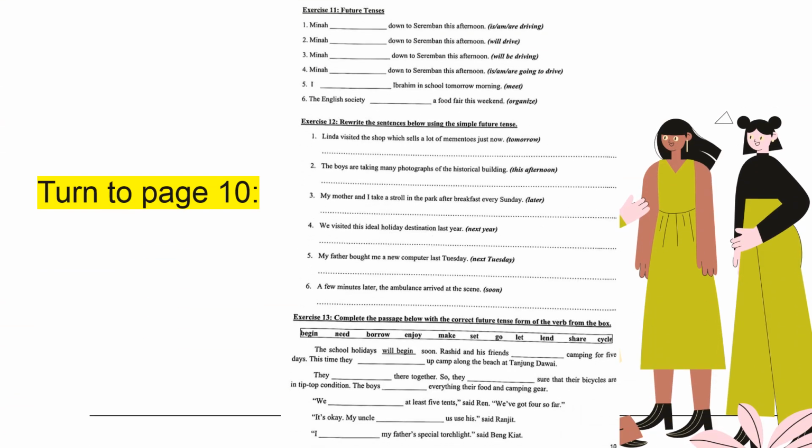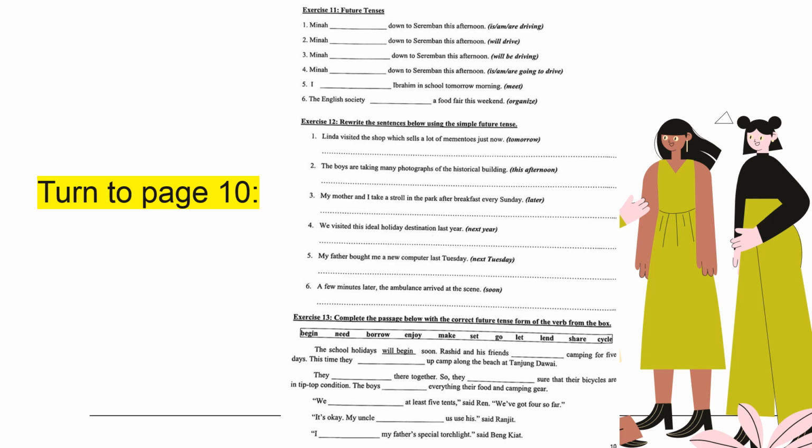So after doing the revision on future tense, now please turn to page 10 in your level 6 workbook. Okay, level 6 workbook, please turn to page 10. Look at exercise 11. Okay, so 翻开第10面看第 exercise 11. 我们现在要做的就是 future tense. So look at number 1. I will do together with you.